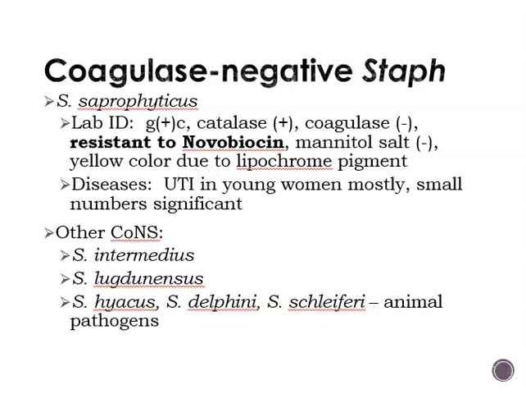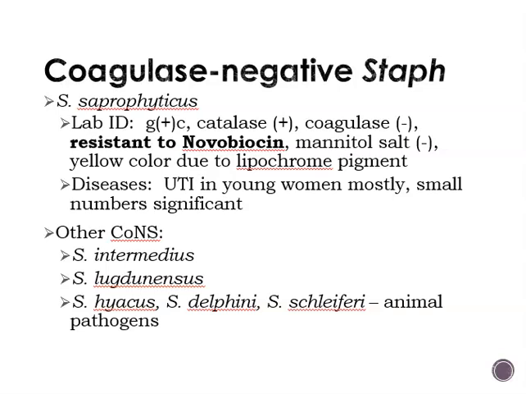It's mannitol salt negative. You may see some weak positive reactions. It's resistant to novobiocin. So if we suspect a colony or an organism to be Staph saprophyticus, novobiocin resistance is normally how we would identify that. Diseases that it can cause: UTIs, especially in young females, usually due to sexual activity, rarely found on other mucous membranes. If it's seen in small numbers, it's still considered significant.